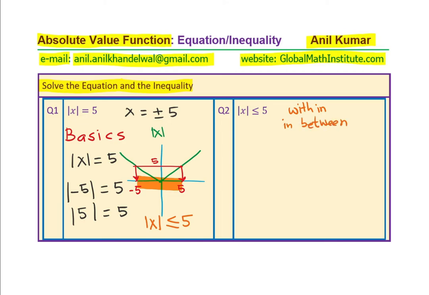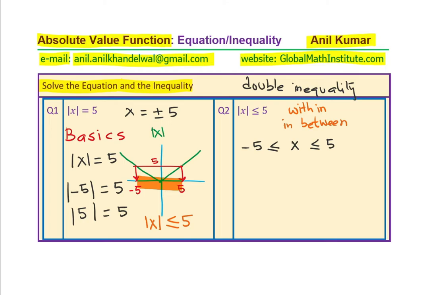When we solve inequalities, we could actually write this as the x value is less than or equal to 5. However, it should be greater than or equal to minus 5. Do you see that? So we get a double inequality. That is how you could directly get your answer in between.